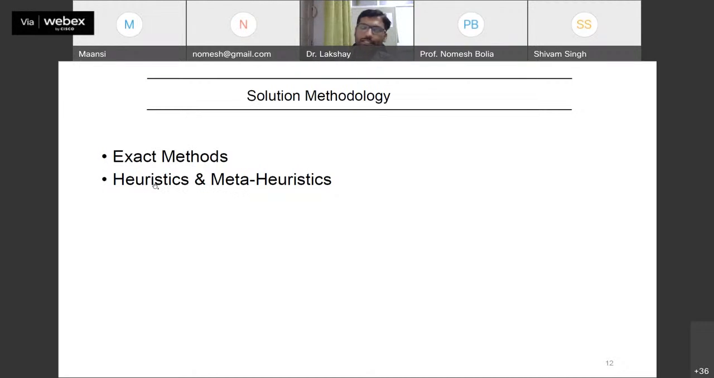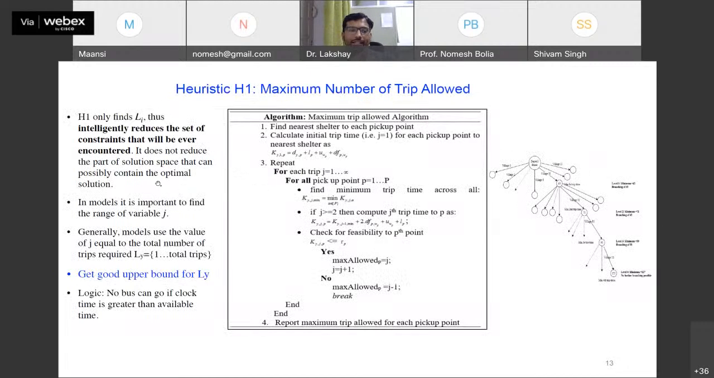But what we have done in this paper is, at least we have used the heuristic. So what this heuristic does is that we need to find how many trips a bus can make, since we have different pickup points. So we need to find a good bound for that J. We don't know what J will be. So this heuristic was intelligently reducing the set of constraints. There are too many constraints, as J can take any value. J means the number of multiple trips a bus can make.